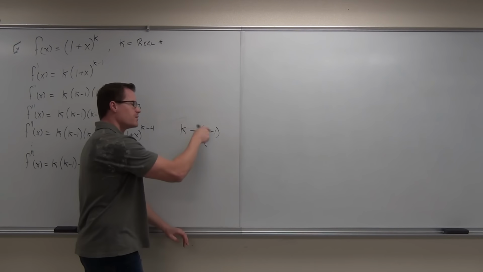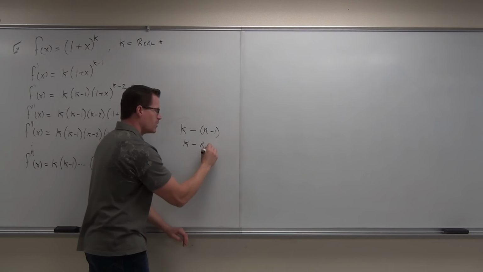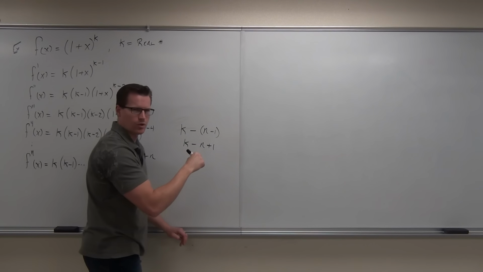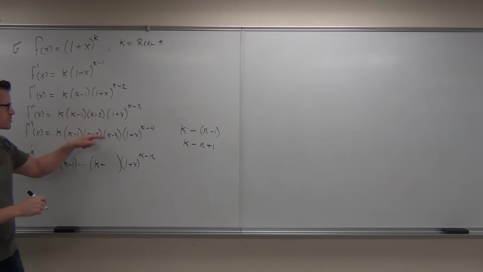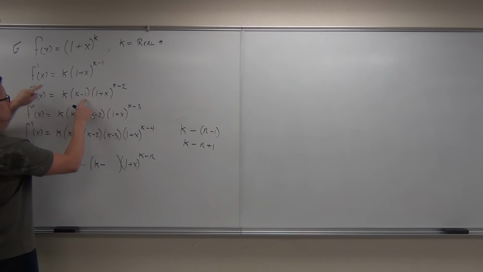Yeah. Well, if I am to distribute this and make it a little nicer, this is k minus n plus 1. K minus n plus 1. Let's see if it works. We got our k. Let's see how this works. Is this k minus 2 plus 1? Yes. Minus 2 would be negative 2, then plus 1 gives us minus 1.